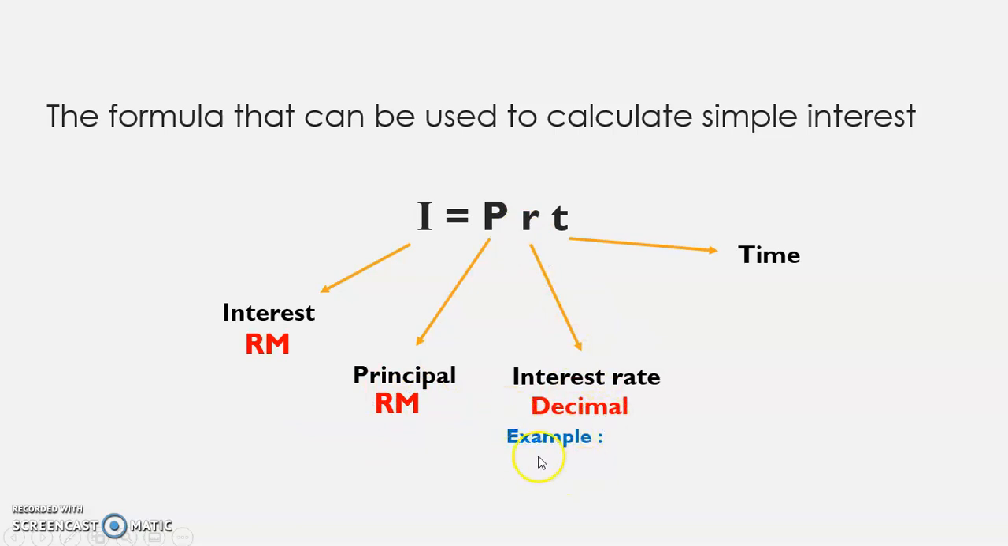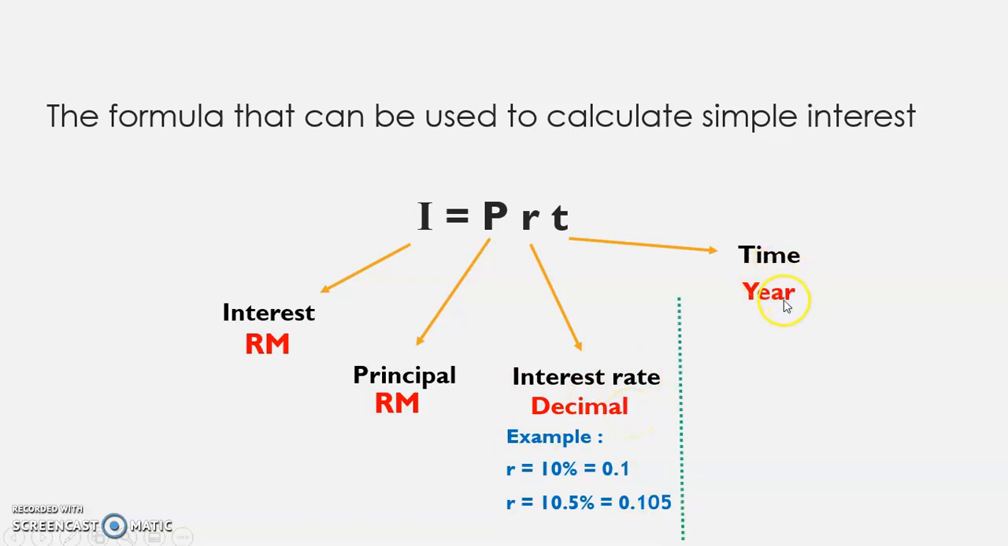Okay, so for example, if the interest rate is 10%, you have to change it to decimal, and you're going to get 0.1. I really hope that you know how to change 10% to decimal. It means 10 out of 100, so you divide using the calculator and you get 0.1. Or what if it is 10.5%? Okay, so 10.5 divided by 100, you're going to get 0.105. So remember, for interest rate, it has to be in decimal. How about time?